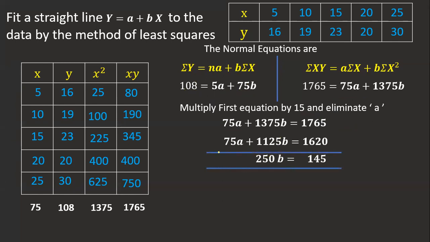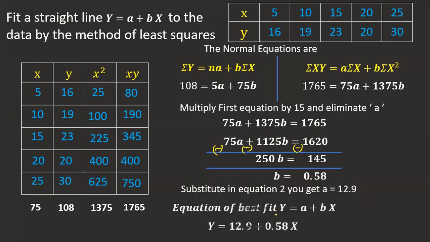Okay, I'm going to subtract this, change the sign, change the sign, change the sign, subtract it, 1375, 1125, which gives you 250 here. Then I'm going to subtract these two numbers, 145. I'm going to find out what is the value of B here. Okay, B got 0.58. So I'm going to substitute in any one equation to find out A. Okay, A is equal to 12.9. I got it. So I'm going to write this here. Okay, so Y is equal to 12 points. So A I got and B I got.